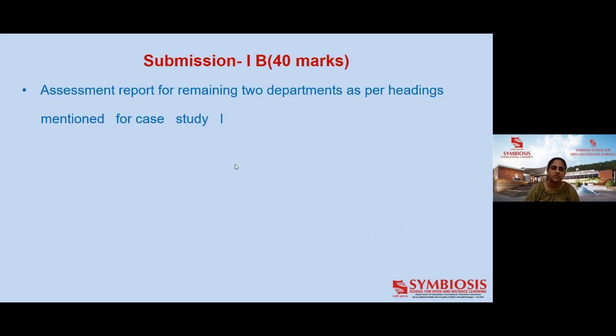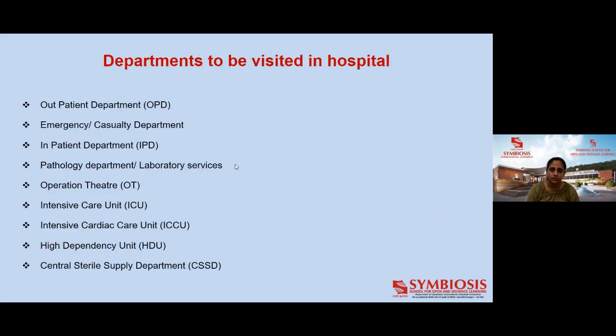Now, the departments to be visited, or that you can visit in a hospital to assess: outpatient department, emergency or casualty department, inpatient department, pathology department or laboratory services, operation theater, intensive care unit, cardiac care unit, then high dependency unit, central sterile supply department. These are the departments where you can visit, assess the department and write your case study.